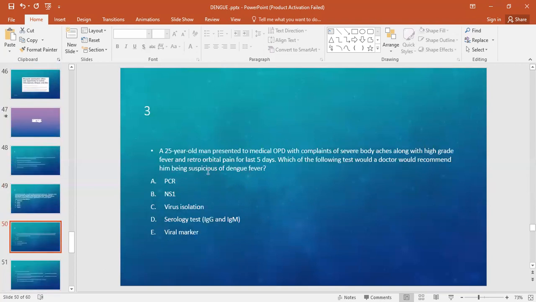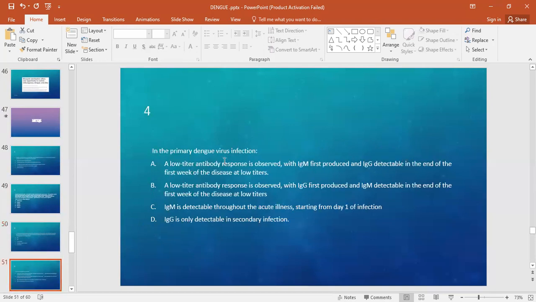A 25-year-old man presented to medical OPD with complaint of severe body ache along with high-grade fever and retro-orbital pain for the last 5 days. Which of the following tests would a doctor recommend, being suspicious of dengue fever? PCR, NS1, virus isolation, serological test, or a viral marker? B. NS1. D is the right answer, serological test, IgG or IgM.